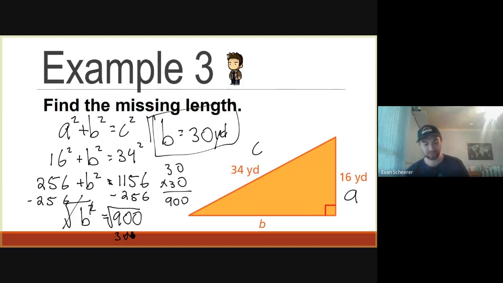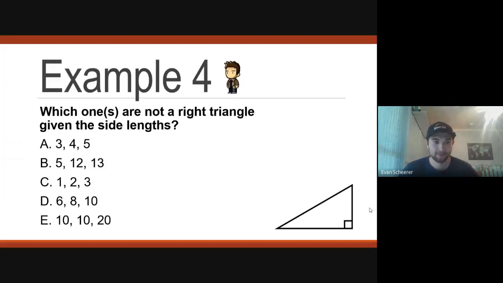B equals 30 yards. Hopefully, you guys are kind of getting this. It's kind of understanding. It's kind of clicking. Maybe you guys have seen it before. Great. A squared plus B squared equals C squared. You have to know that. You must. All right. Example 4.